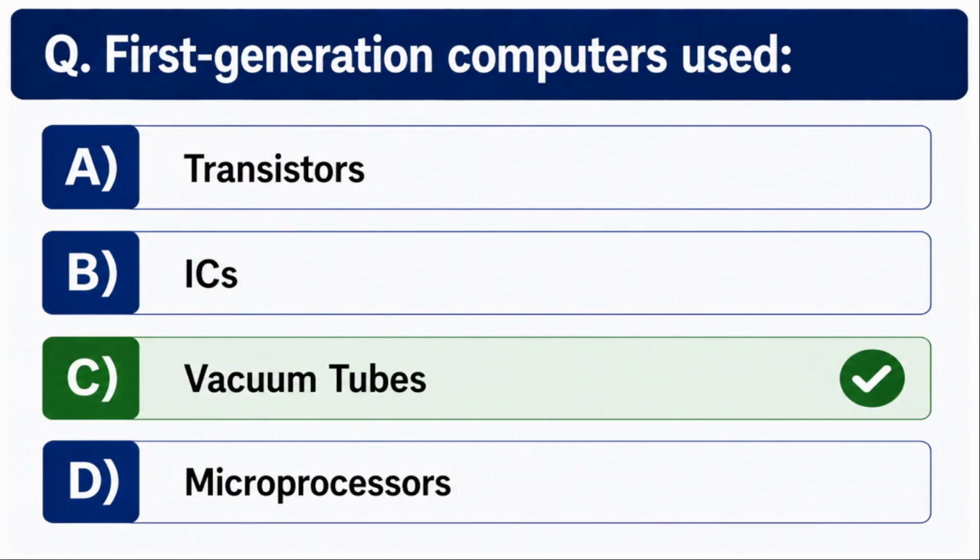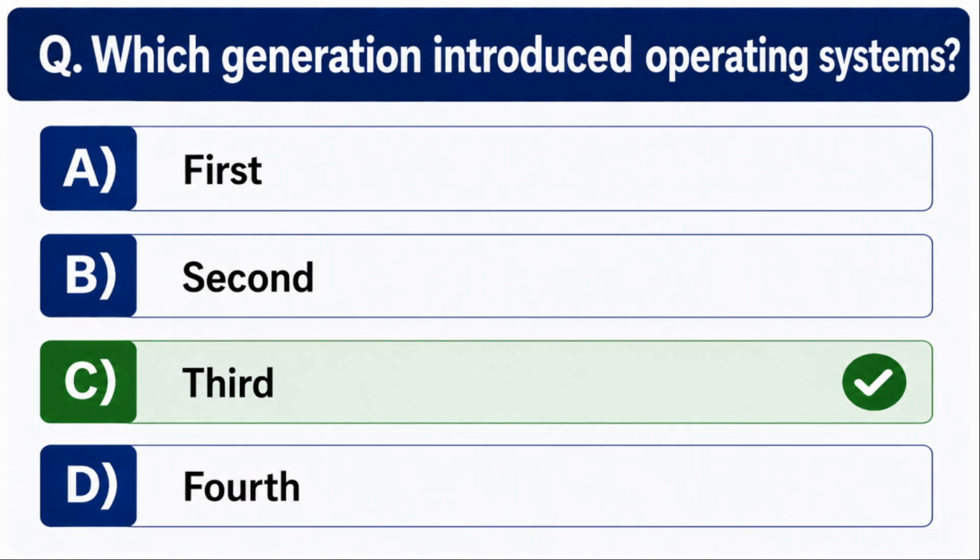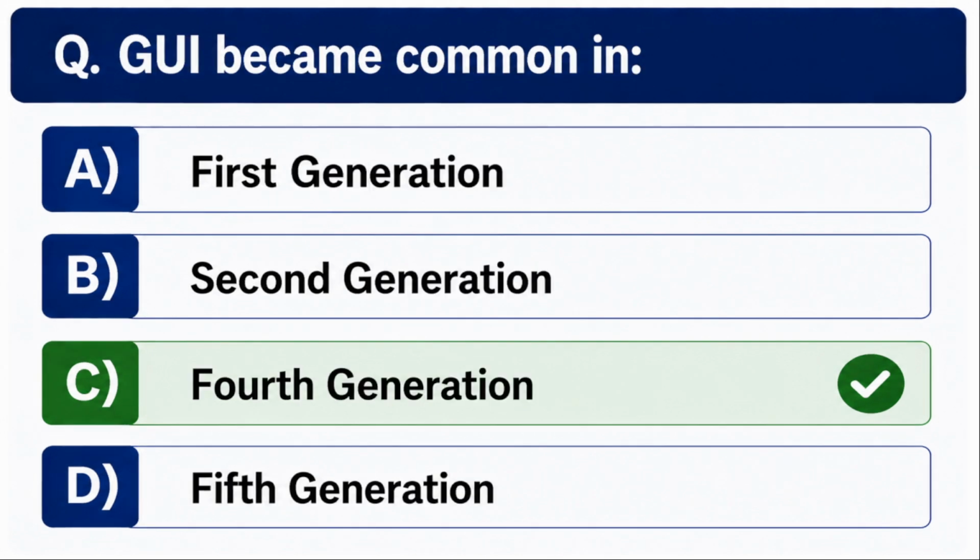First generation: vacuum tube. Second generation: transistor. Third generation: integrated circuits. Fourth generation: microprocessor. Fifth generation: AI. The fourth generation is based on the microprocessor. Which generation introduced the operating system? Third generation. GUI became common in the fourth generation. What is the full form of GUI? Graphical user interface. This is the fourth generation.